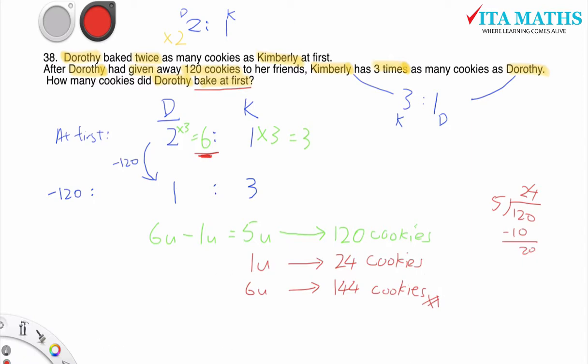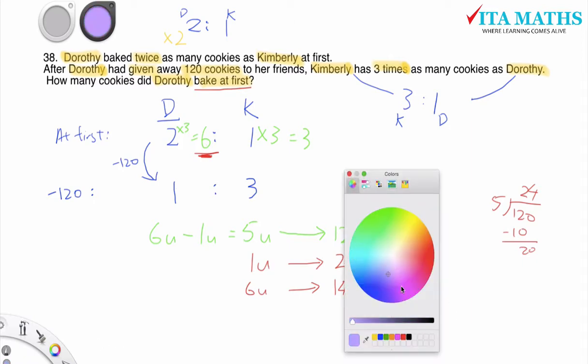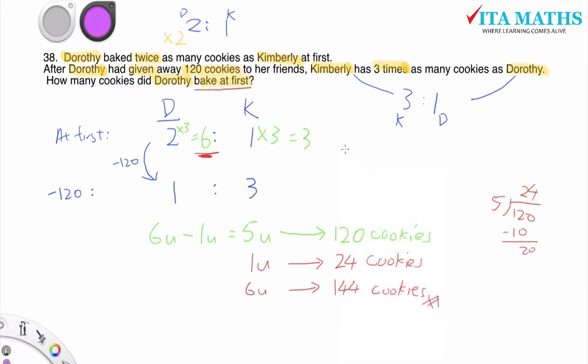There's one way. Another way where you can do the calculation to find the 144, maybe let me just show you over here. Another way, if you want to find 6 units, is you take the 120 divided by 5 multiplied by 6, which essentially will give you the same answer. So 120 divided by 5 is 24. 24 multiplied by 6, what do you get? 144 as well. Exactly the same answer.